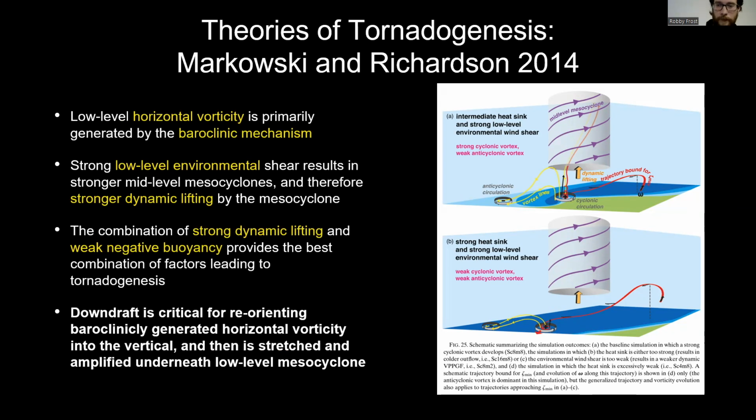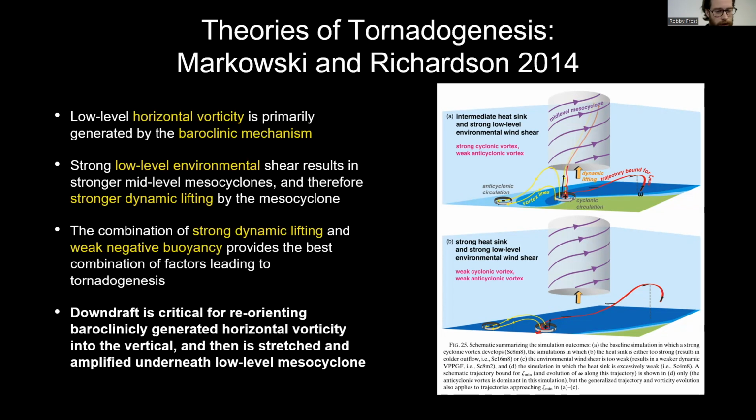So the figure on the right, you'll see a red line. It's kind of an ideal parcel trajectory that starts near the interface of the inflow-outflow boundary, kind of goes up and over, and then descends down underneath the downdraft, and then enters underneath the low-level mesocyclone, gets tilted and stretched into the vertical and becomes the tornado vortex.